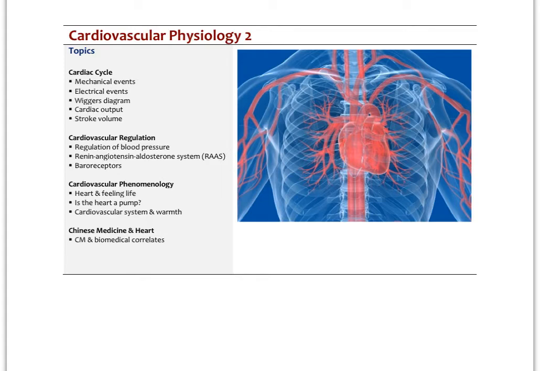So talk about the heart and the feeling life. Is the heart really a pump, or is it more complex than that? And how the cardiovascular system really is the prime regulator of your inner warmth and what we might refer to as our warmth body, our body of warmth, and how that correlates with Chinese medicine.